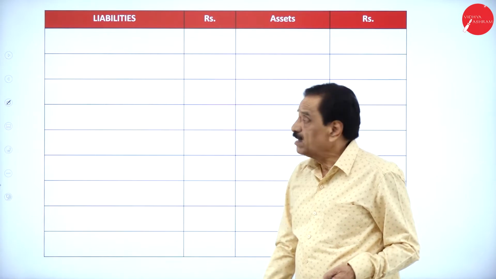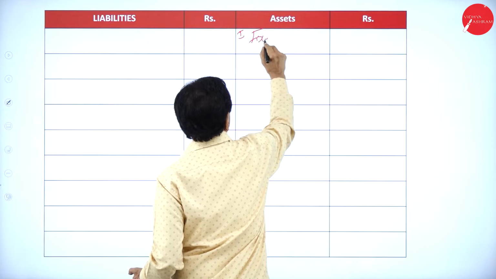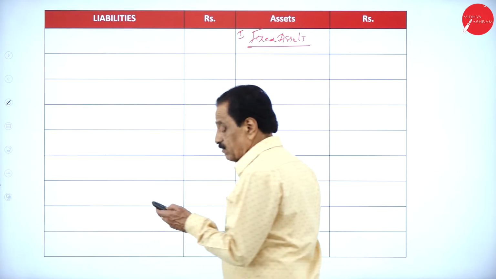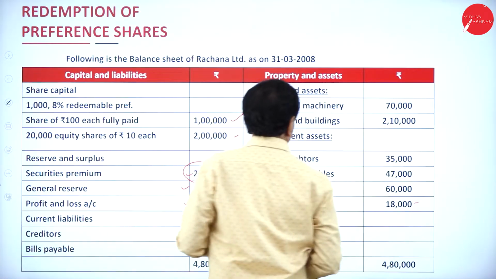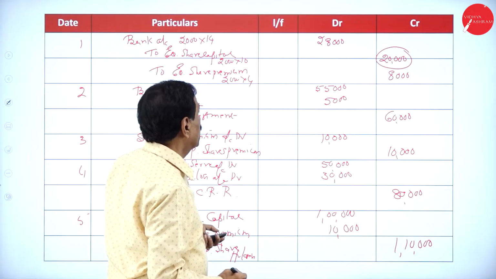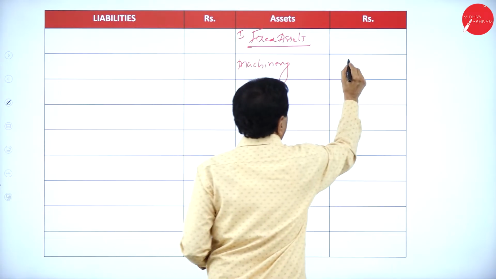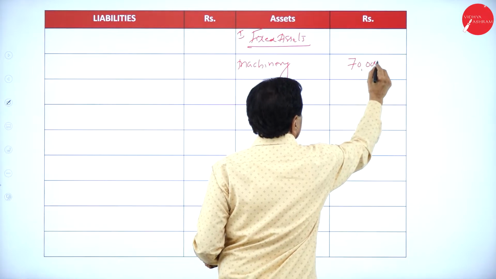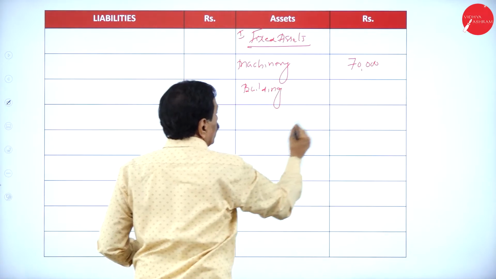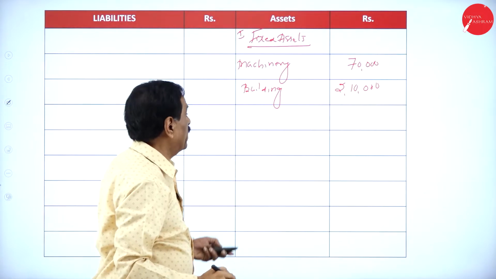Come back here. Number 1, fixed assets. Which are the fixed assets? Machinery, 70,000. Building, 2,10,000. This goes under fixed assets.